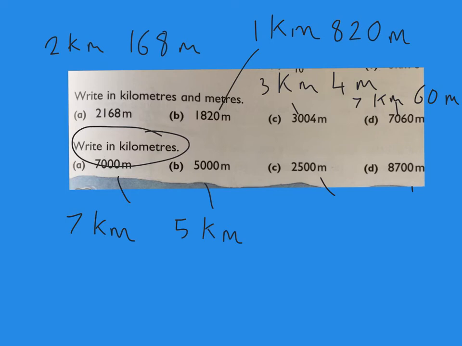Okay, so C, 2,500 metres, you've got 2.5 km. 8,700 metres, 8.7 km. Okay, hopefully you got those correct.